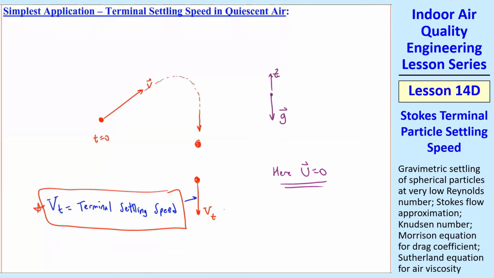Terminal settling speed means that all the forces are balanced so that this thing falls at a constant speed. So Vt is a constant where all the forces on the particle balance. So you would have your net gravity force down, and then you would have your net drag force up since the particle's falling straight down. And those two forces balance so that there's no net force, and therefore it just moves at a constant speed.